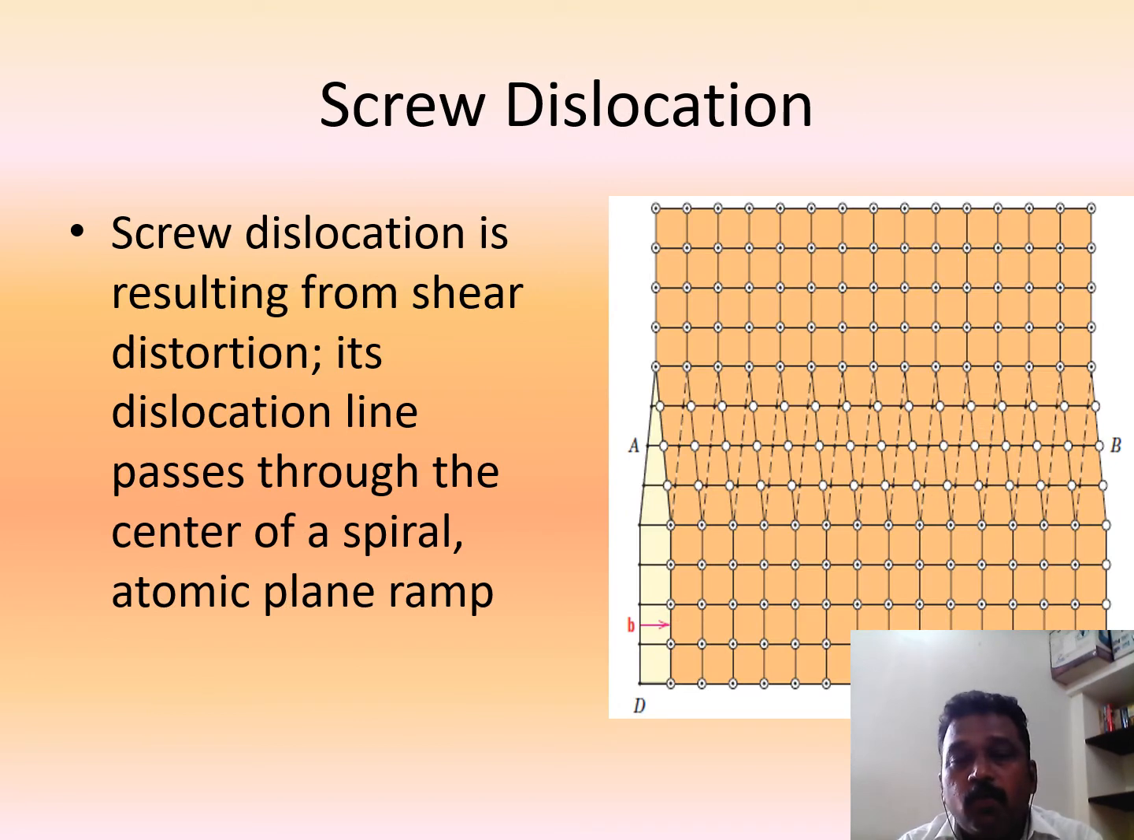And the next one is the screw dislocation. Screw dislocation results from the shear distortion. Shear distortion means equal and opposite forces we are applying at both sides. So the dislocation line passes through the center of the atomic plane ramp. This is the top view. You can see here this is the atomic lattice structure. At one end only we are applying load, so this will start to deform. Because of that, screw dislocation.